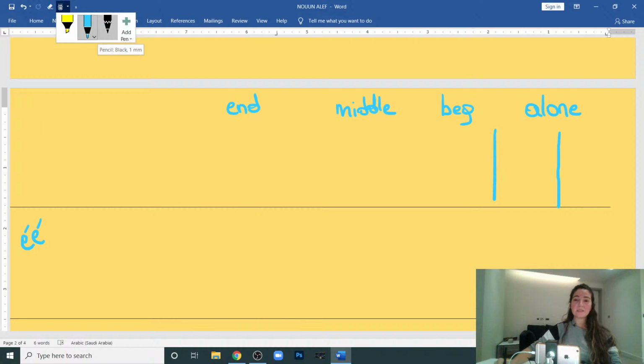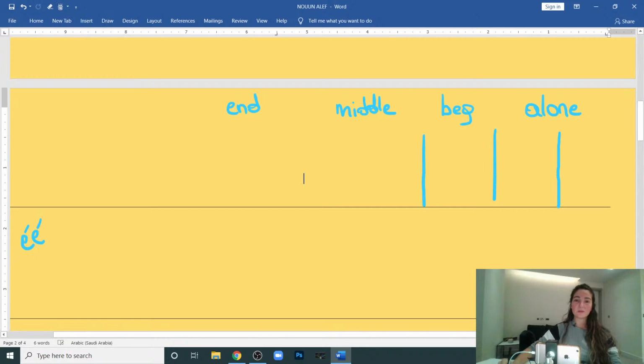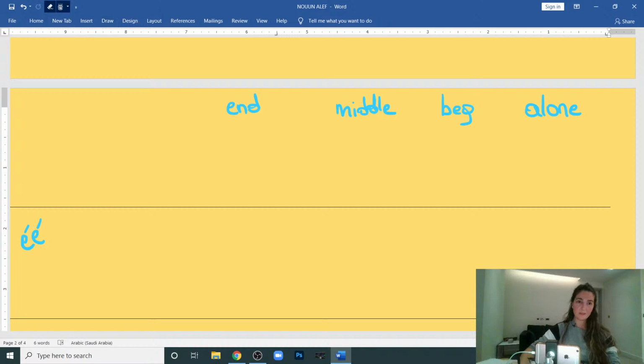Okay? So basically it's just a line. It sits on your horizontal line here. Okay? This is when it's alone. Now, at the beginning of the word, it's also exactly the same. It doesn't change. It's also just a line. Okay? So, alone, it's a line. At the beginning of your word is also a line.